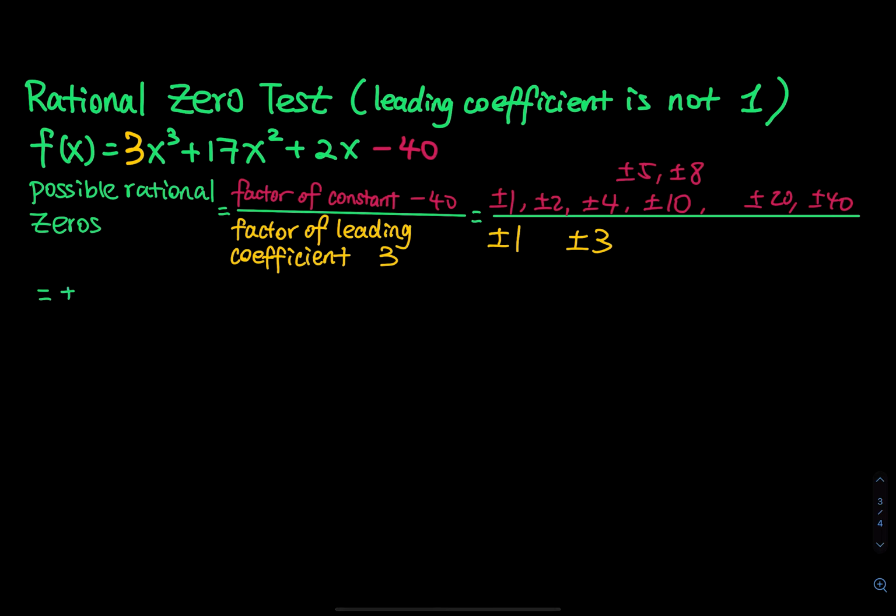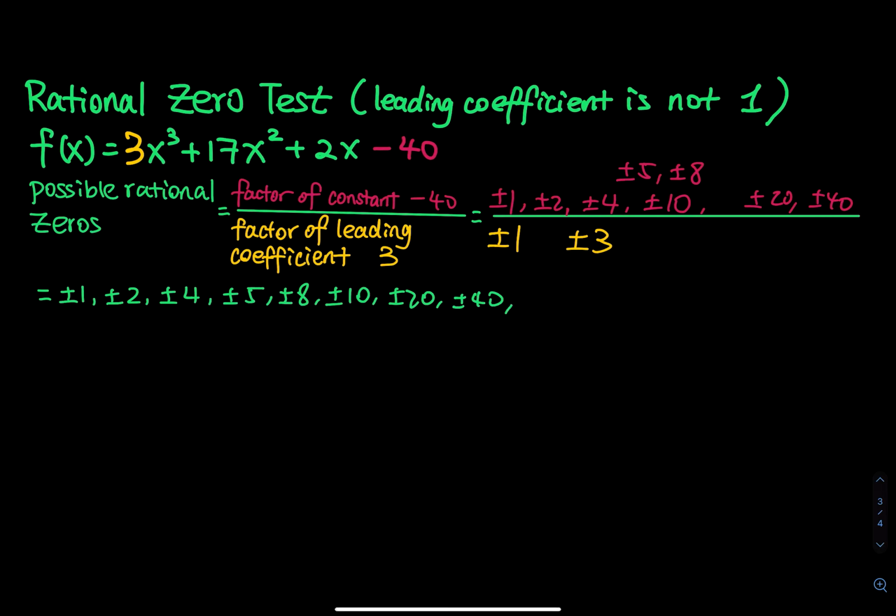So that will be plus or minus 1, plus or minus 2, plus or minus 4, plus or minus 5. This is 1 divided by 1, 2 divided by 1, 4 divided by 1, 5 divided by 1, 8 divided by 1, 10 divided by 1, so on and so forth. So 5, 8, 10, and then 20, and then 40.